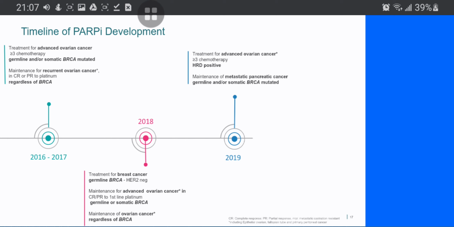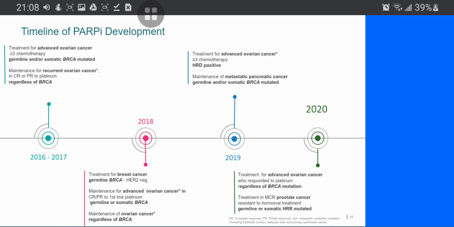And finally, in 2020, the treatment for advanced ovarian cancer responding to platinum regardless of BRCA mutation, and also in male castration-resistant prostate cancer resistant to hormonal treatment, germline or somatic HRR mutated.